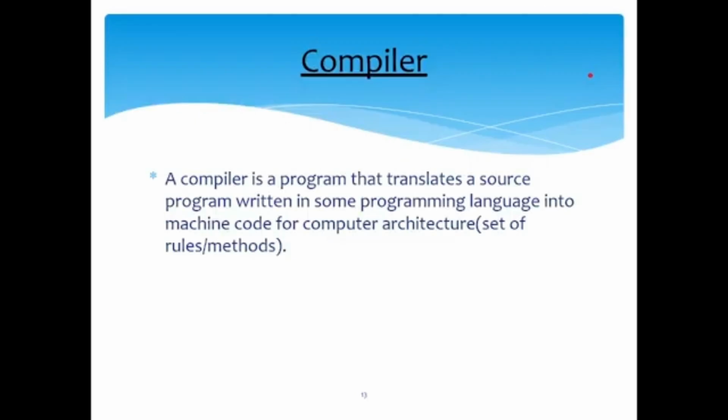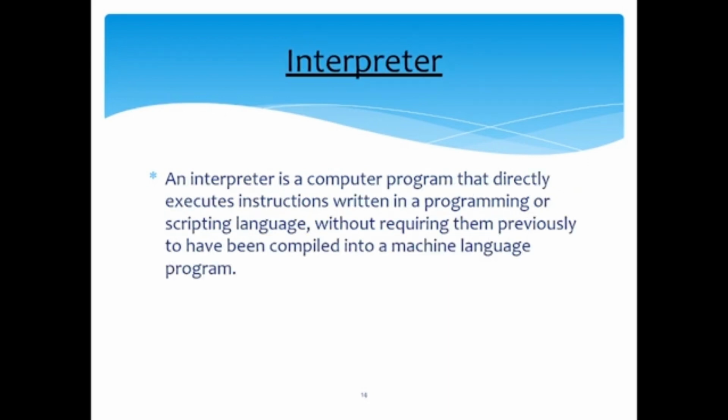Let us look into it. What is a compiler? A compiler is a program that translates source code written in some programming language into machine code. And you all know that in C we use a compiler. What is an interpreter? It's almost the same as a compiler, but you must know the difference.